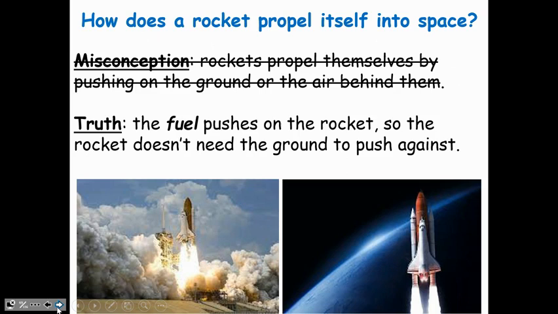With the physics of what's happening, you have the fuel that's pushing the rocket upward, not the ground. Because even when the rocket is in outer space, it can propel itself without a ground to push against. So truthfully, it's the fuel that pushes on the rocket. So the rocket doesn't actually need the ground at all.